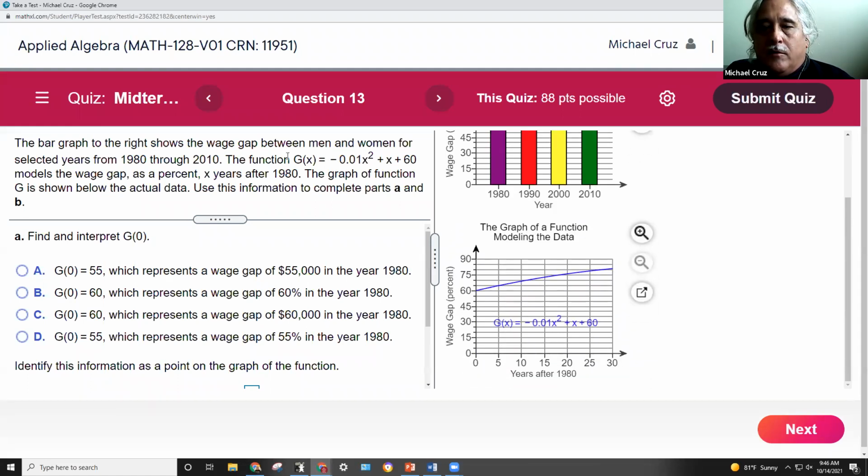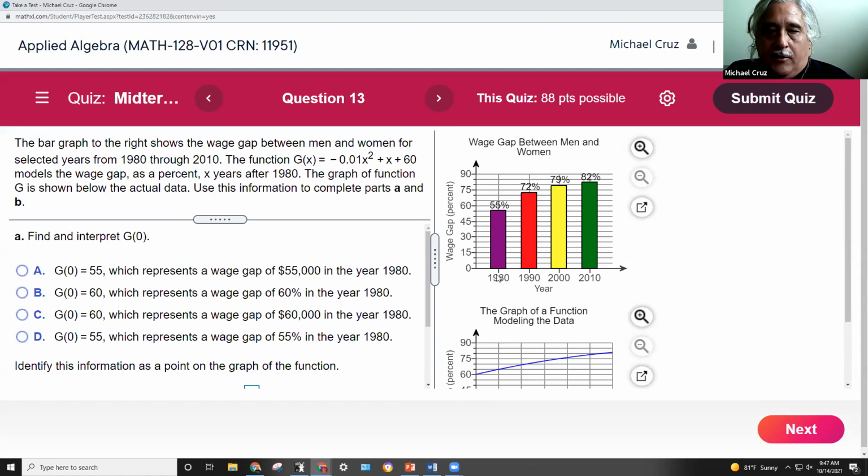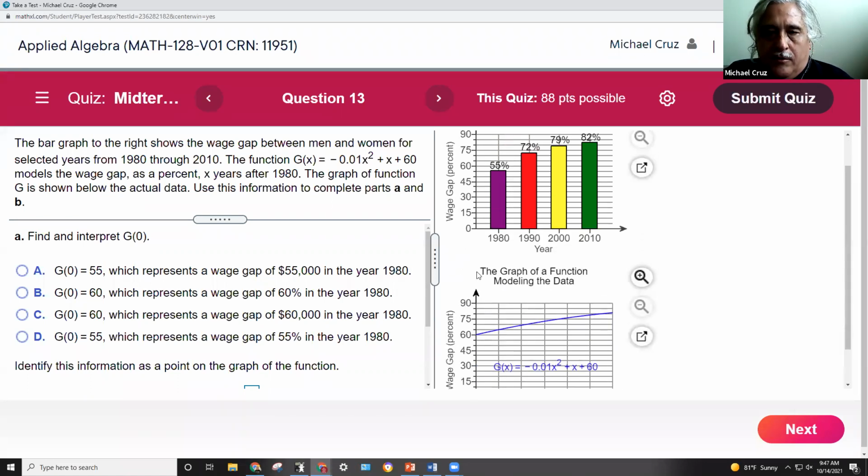So the function. Zero is going to be years after 1980, so 1980 is year 0. So see, that's 55. And then this is 10, 20, and 30 is what your X value is, because it says years after 1980. So this is year 0. All right, so year 0 represents 55%.